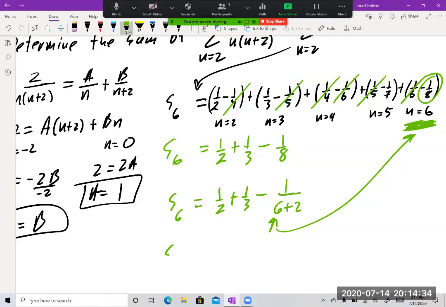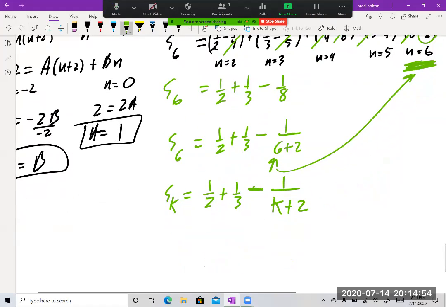So here, what if I wanted to go to S sub k? I don't know what term that is, but just whatever partial sum you want to stop at. Well, that would be 1/2 plus 1/3 minus 1/(k plus 2). So if we stopped on 50, it would be 1/52 because we would do 50 plus 2, okay? But technically, this goes to infinity. This is an infinite series.